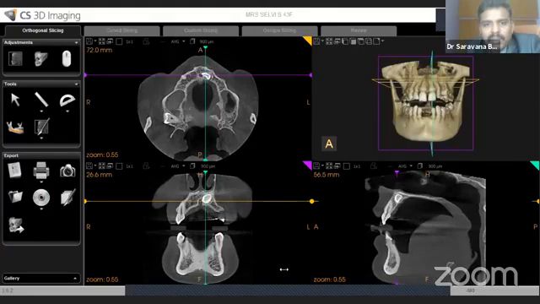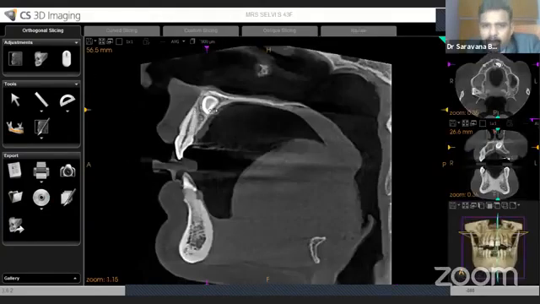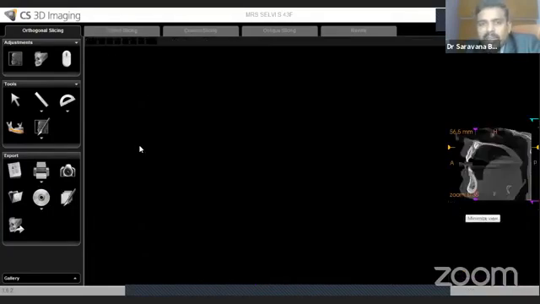If you want to maximize, go to this maximize option. This is the maximize option. This is the crown of tooth number 23. This might be tooth number 21 or 22. Now look, the three-dimensional imaging is here. I am going to maximize the three-dimensional imaging.